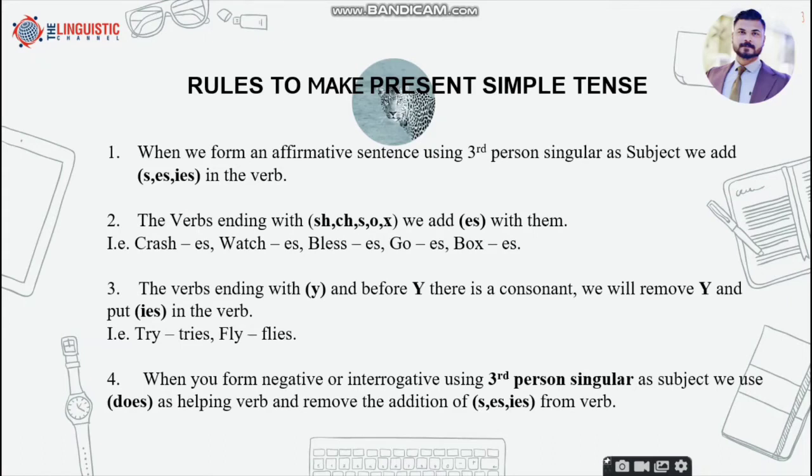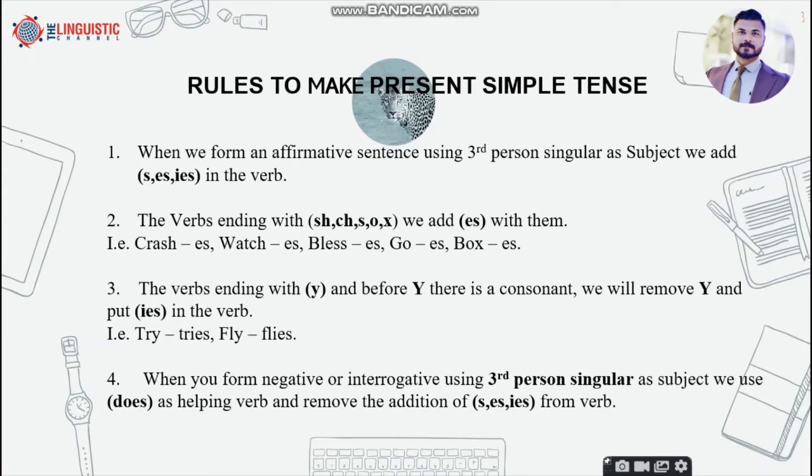So we have got second rule for that says the verbs ending with sh, ch, s, x, we add es with them in the end. For example, crash, right? जिन verbs के आखिर में sh, ch, s, x आता है, हम उनके साथ es लगाते हैं. For example, crash ends with sh, so you're going to use es there. Watch ends with ch, so it's going to be es. Bless with s, so es. Go goes, box boxes, right?